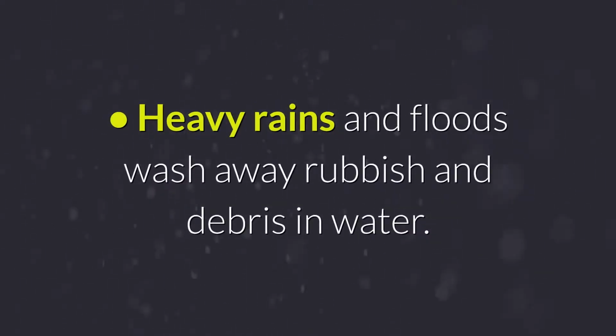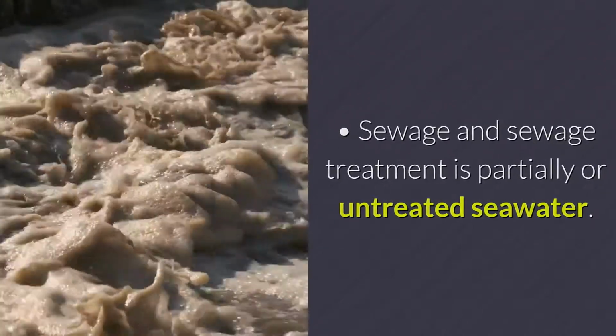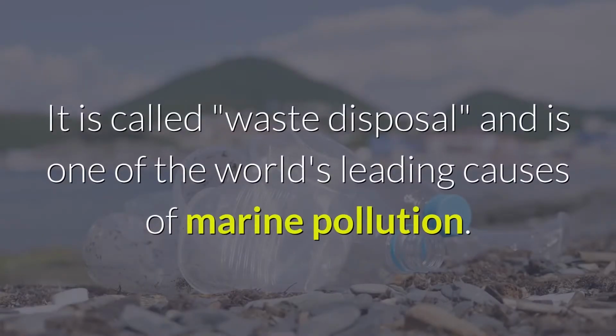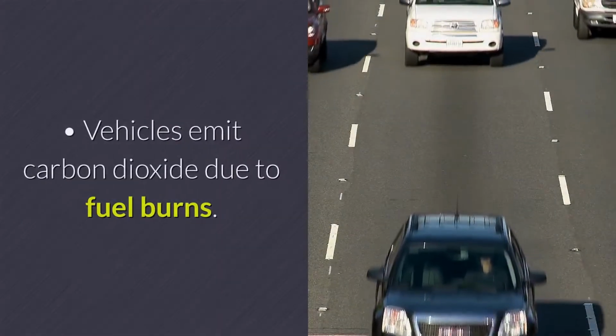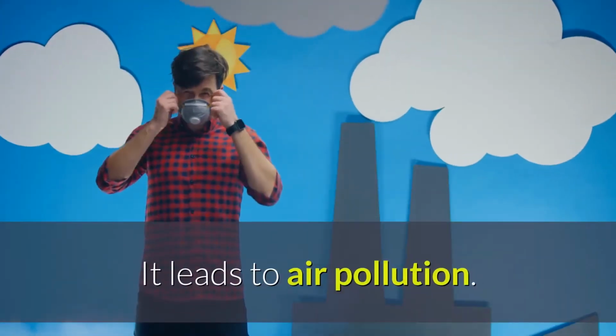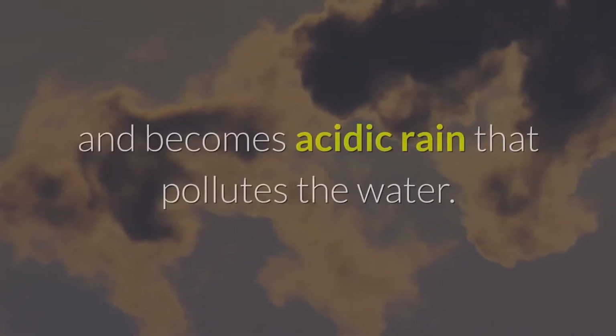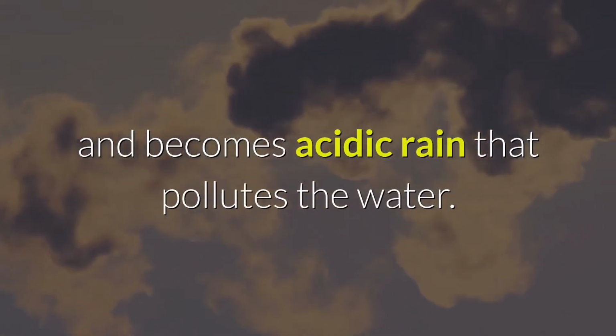Heavy rains and floods wash away rubbish and debris into the water. Sewage and sewage treatment is partially treated or untreated seawater. It is called waste disposal, and is one of the world's leading causes of marine pollution. Vehicles emit carbon dioxide due to fuel burns. It leads to air pollution. The carbon dioxide in the air reaches the oceans and becomes acidic rain that pollutes the water.